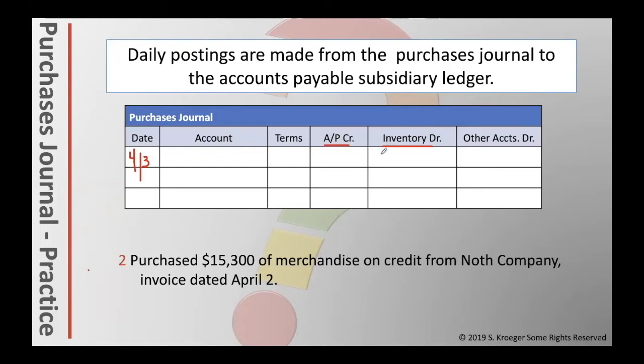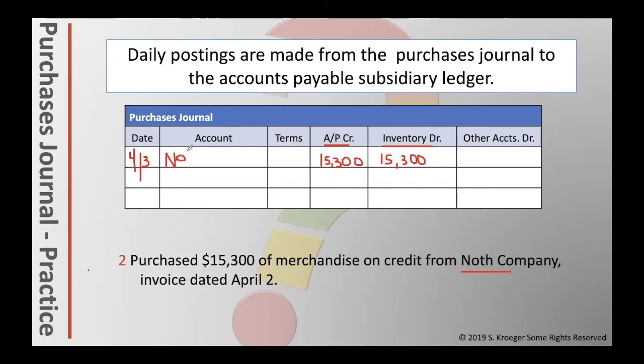Inventory debit would be $15,300. We're just going to write in the amount. We do not need to write the account name. It's already there. The credit would be accounts payable. We're not using the other account because inventory is already listed for us. It would be if we had to use something other than inventory. The account name would be whoever the business is that we owe money to. In this case, it would be Knopf Company.